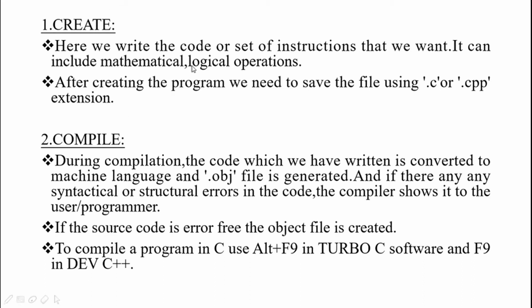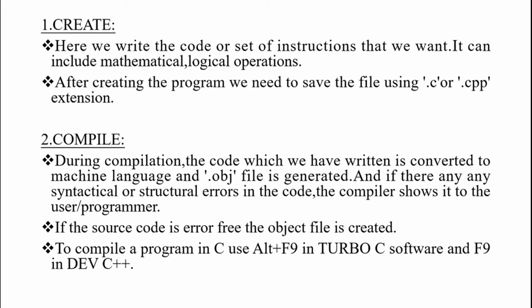Here we create the code or set of instructions that we want, and these instructions may include mathematical or logical operations. After creating the program, we need to save the file using .c or .cpp extensions. For example, if you want to write code for the sum of two numbers, in this create step we write the code for that sum of two numbers. The code we write may be mathematical or logical operations as well.